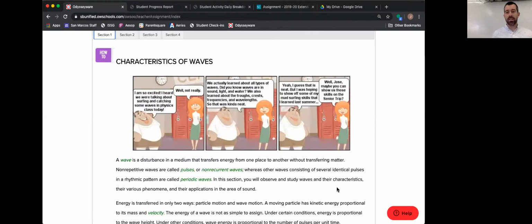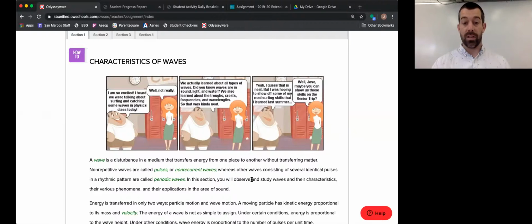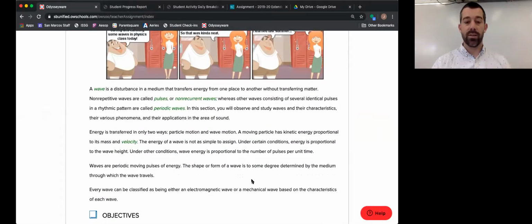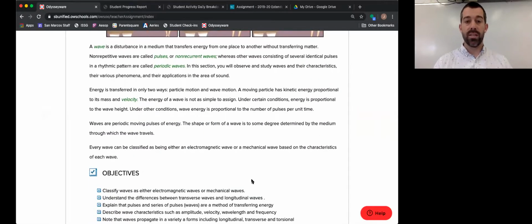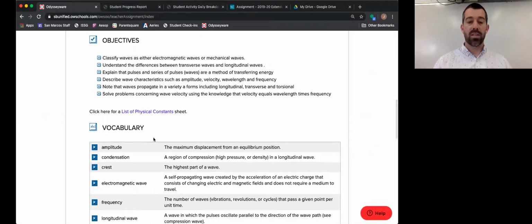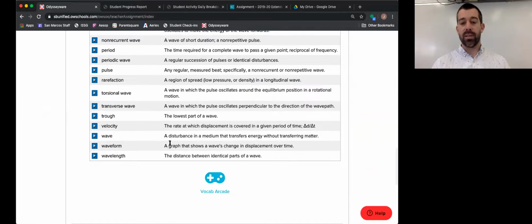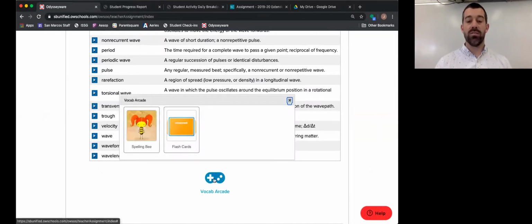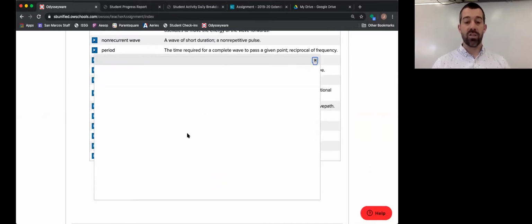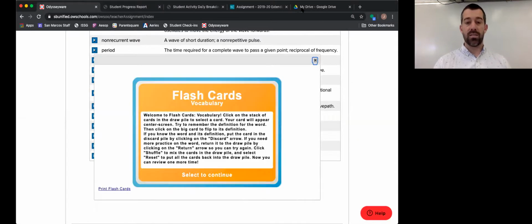This is your first assignment. Characteristics of waves is the first lesson. If you look at this page, the first thing you're going to notice is that there's a lot of vocabulary on here. This is really a vocabulary lesson, a vocabulary quiz kind of thing. If you want to spend some time going through this long list of vocabulary and practicing it, you can use the vocab arcade feature here.